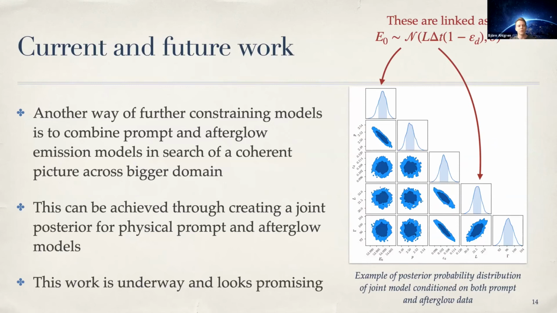And the idea I'm currently exploring is to combine prompt and afterglow models to be able to demand a consistent picture across a much bigger domain, both temporally and energetically. So by tying together, for example, the luminosity from a physical prompt emission model with the energy budget of a physical afterglow model, and putting these under the same statistical framework and fitting them simultaneously and jointly, all physical models, I hope to drive new and better constraints. And hopefully this can get around some of this sort of chasing after the next part of the parameter space. So this work is underway, looks very exciting, but unfortunately I have no results to show from that yet.